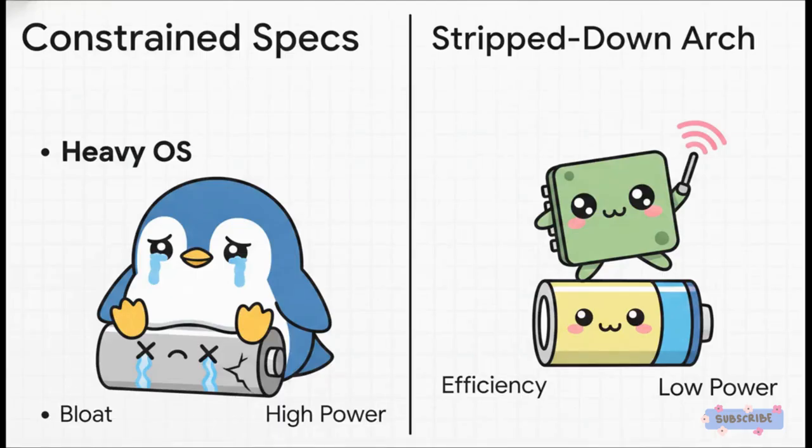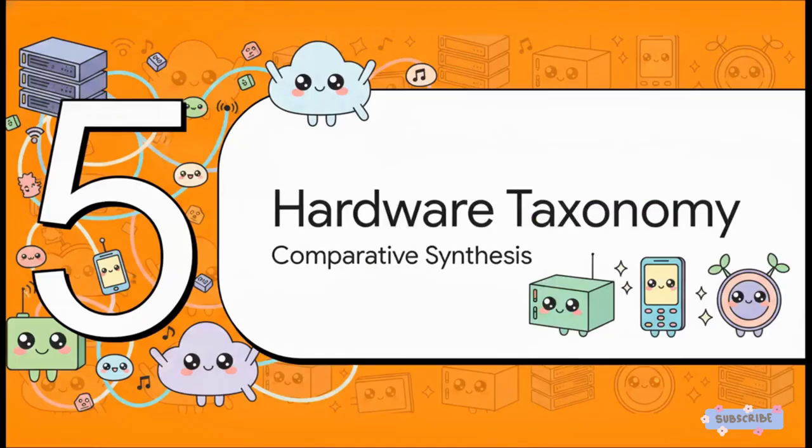So the crucial point is, these devices require stripped-down, ultra-low power architectures. You cannot run a standard full Linux distribution here. It would instantly drain the battery. Instead, we use 32-bit single-core microcontrollers like RISC-V or ARM Cortex-M running bare metal C or lightweight real-time operating systems like FreeRTOS. Their memory is restricted to mere kilobytes of SRAM, and they communicate via low-power radios like LoRaWAN, Zigbee, or Bluetooth Low Energy.